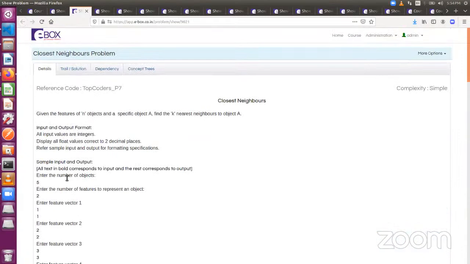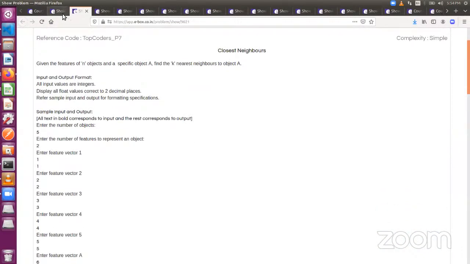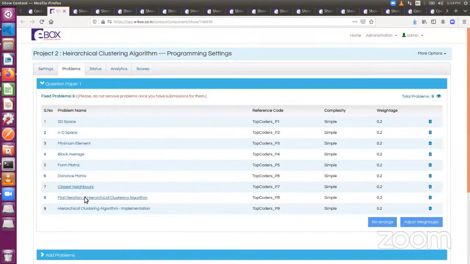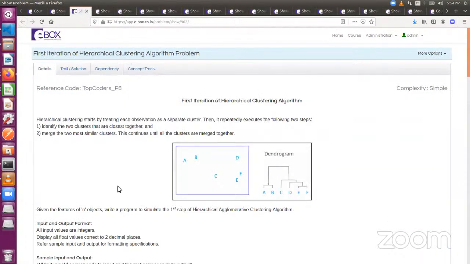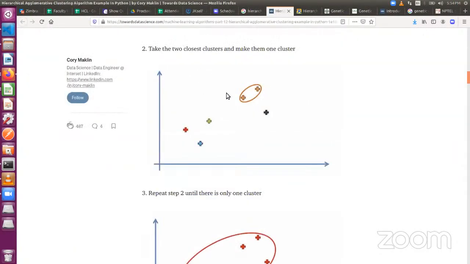Okay. So this is your 7th problem. Now, so this is the first iteration of hierarchical clustering. So first iteration means what? So you're going to do the first step alone. That is grouping of the first 2 shortest points. Okay.